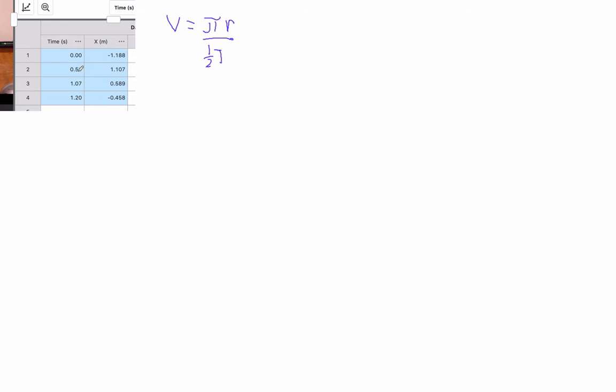Okay. So if I look in here, I can see that the difference between these two numbers is t1. So t1 is literally 0.5 minus 0, or 0.50 seconds. Okay, r1 is going to be the average of these two values there. I'm going to make them the absolute value of that. Okay, so r1 is equal to this plus this. Okay, so 1.107 plus 1.188 divided by 2, and I get 1.1475.